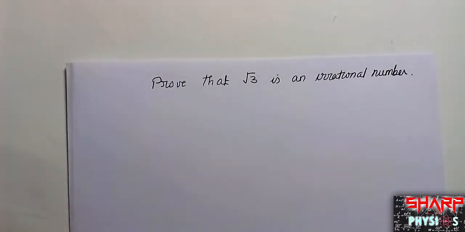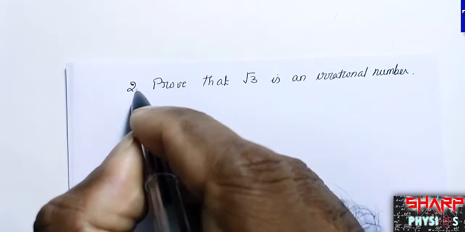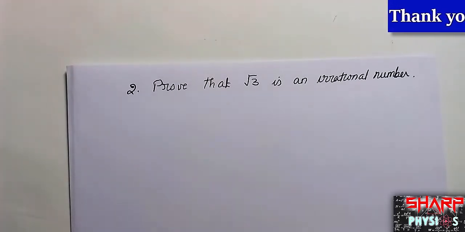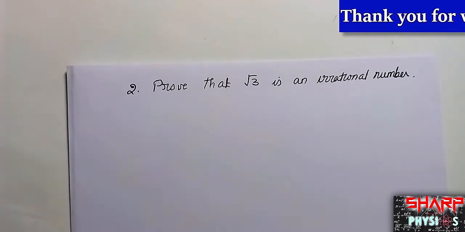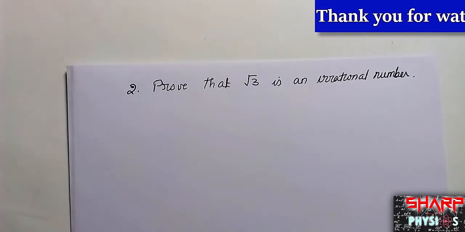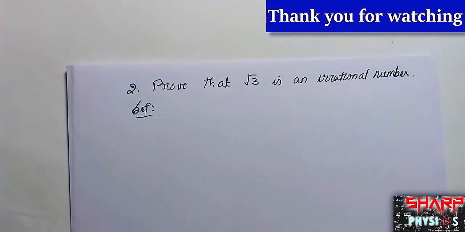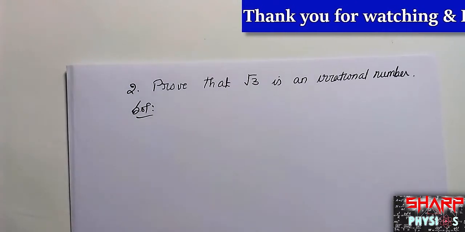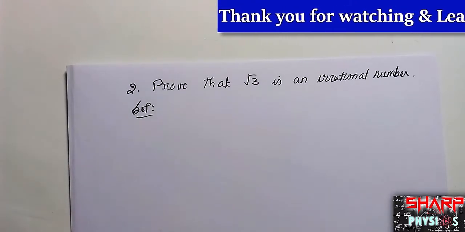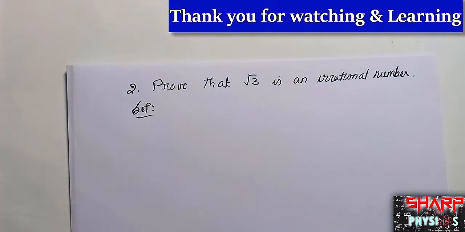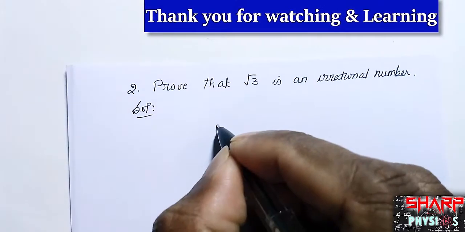So we'll go for the second sum. Sum 2. Prove that root 3 is an irrational number. I repeat, prove that root 3 is an irrational number. That is, square root of 3 is an irrational number. So we'll solve it by means of the square root long division method. We need to find out whether this particular number root 3 is an irrational number.